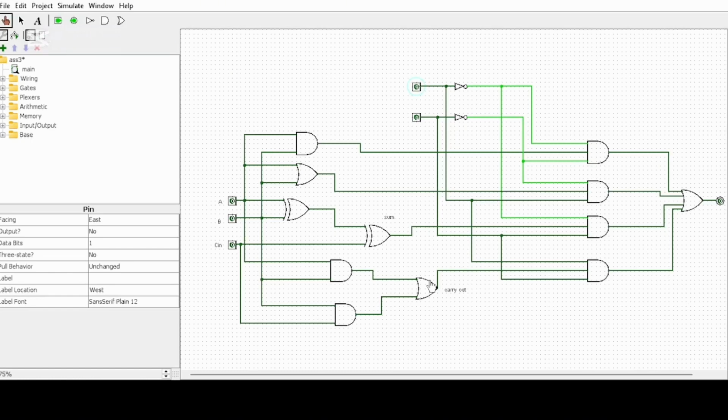So let's start with what we first learned, which was 1, 1. Looking at the diagram, when we select input A to be 1, input B to be 1, and the carry in input to be 0, you will see that the sum here is 0 because there's nothing passing through it. And the carry out here, there's something passing through it, making it 1.